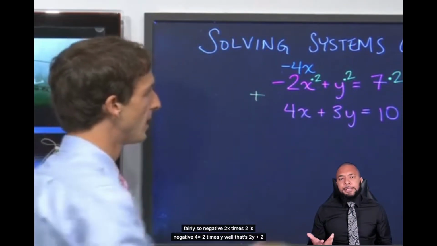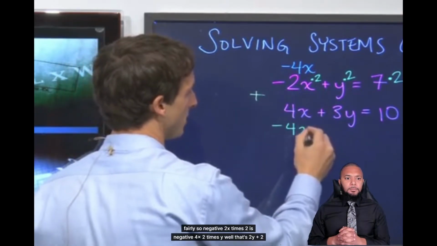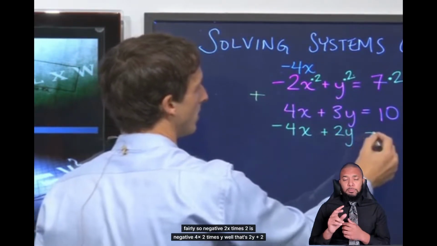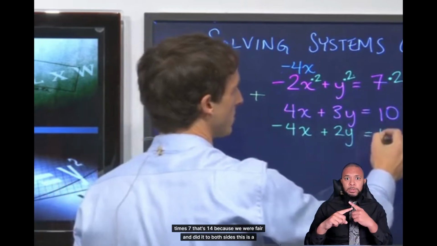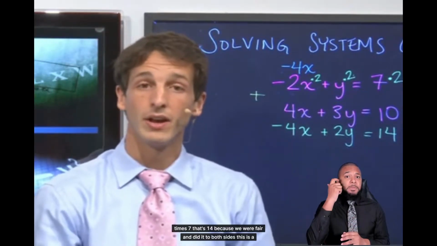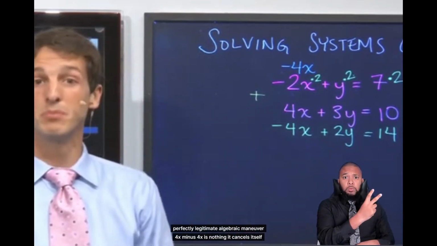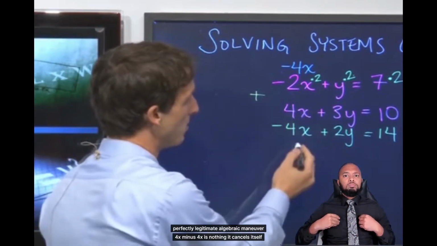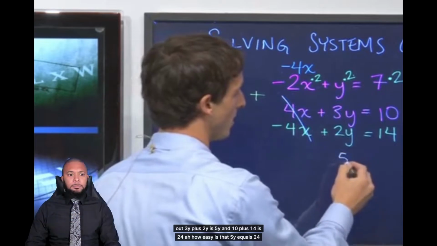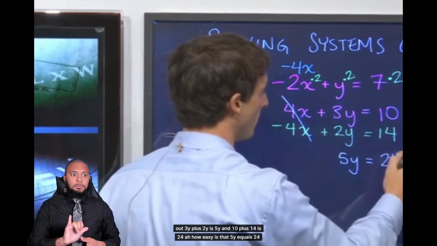Treat everyone fairly. So negative 2x times 2 is negative 4x. 2 times y, well, that's 2y. And 2 times 7, that's 14. Because we were fair and did it to both sides, this is a perfectly legitimate algebraic maneuver. 4x minus 4x is nothing. It cancels itself out. 3y plus 2y is 5y. And 10 plus 14 is 24.